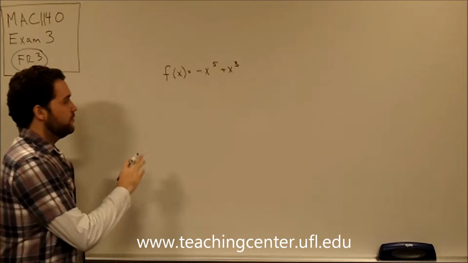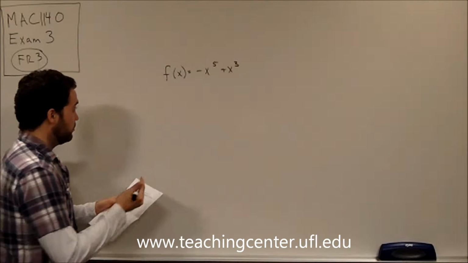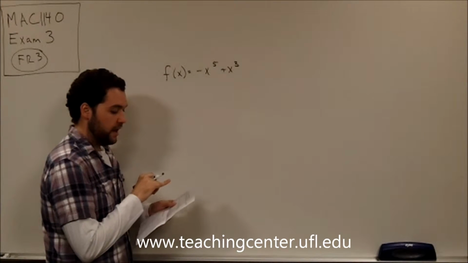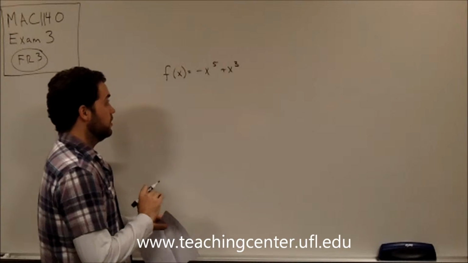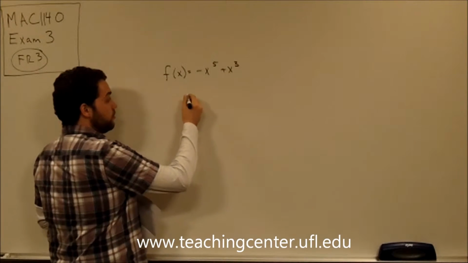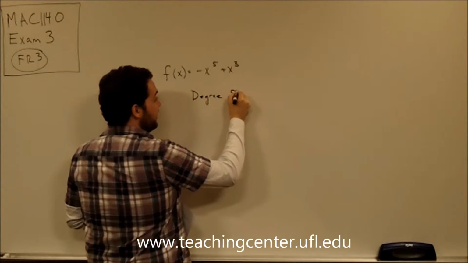In this question, they give you the following polynomial function, and they ask several questions. The first question asks you to determine the leading degree and the leading coefficient of the polynomial. Well, that's just going to be whatever the highest power is. So the leading degree is going to be 5. So you'd say that this is degree 5.